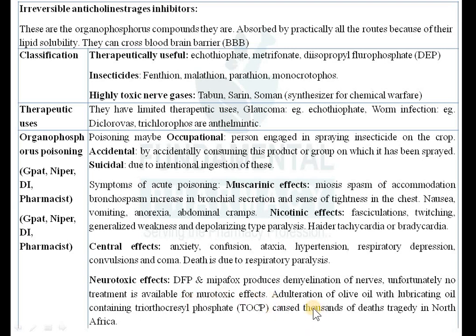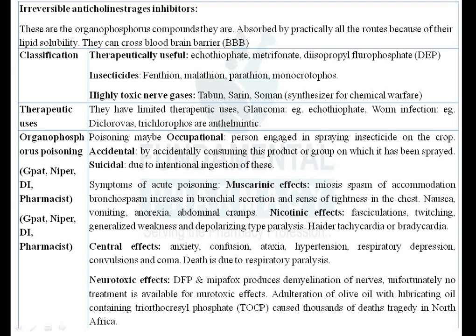Sometimes what happens, adulteration of olive oil, जो edible oil है, sometimes adulteration of that olive oil by one lubricating oil known as triorthocresyl phosphate caused thousands of deaths in the tragedy in North Africa. कि जो olive oil होता है उसमें उन्होंने लुब्रिकेटिंग ऑयल का अडल्ट्रेशन किया, उसका नाम है ट्राइऑर्थोक्रिसिल फॉस्फेट. तो दैट इज ऑर्गेनोफॉस्फोरस कंपाउंड, used as a lubricant in various purposes, but adulteration of this with the olive oil caused thousands of deaths in North Africa. This is known as the North African tragedy, just for your knowledge.